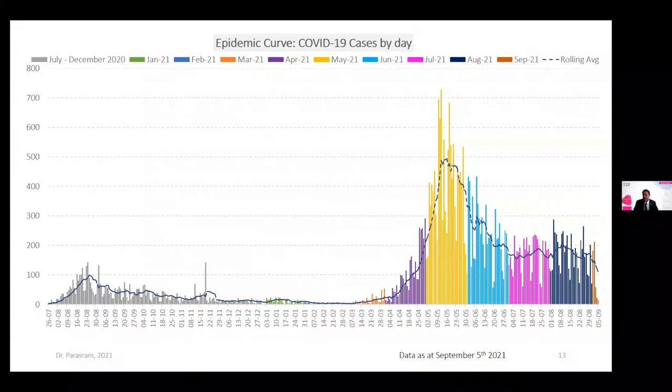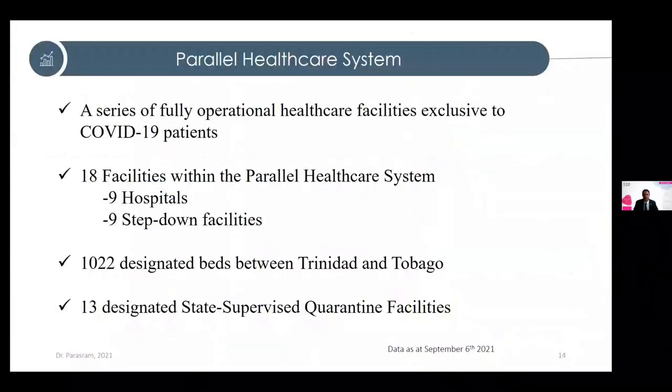So one of the things that we have talked about a lot in the country is the parallel healthcare system. What it is basically is trying to create healthcare facilities which are separate and apart from the regular health centers and hospitals. And in that way, keeping the infection out of the general system means that you don't add to the burden of infectious disease being present in a non-infectious scenario.